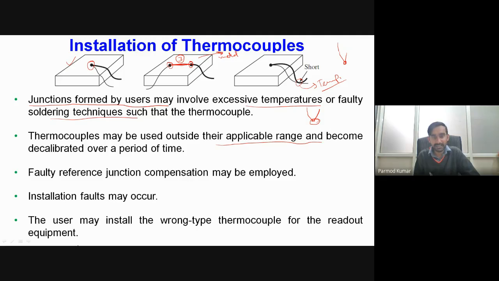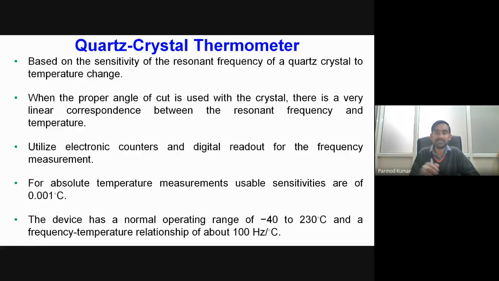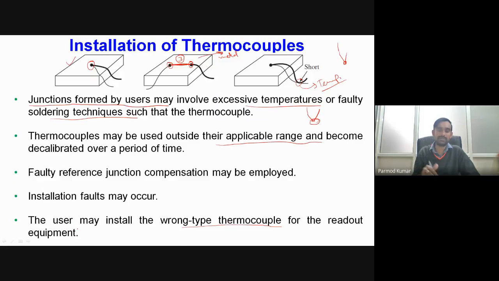Then the user may install the wrong type of thermocouple for the readout equipment. As I have told you, each thermocouple requires some readout circuit also. So if we are using the wrong type of thermocouple and connecting it to some other readout equipment which is not designed for that type of thermocouple, in that case also we will get inaccuracies and errors in our measurement, and this type of error is referred to as gross blunders.